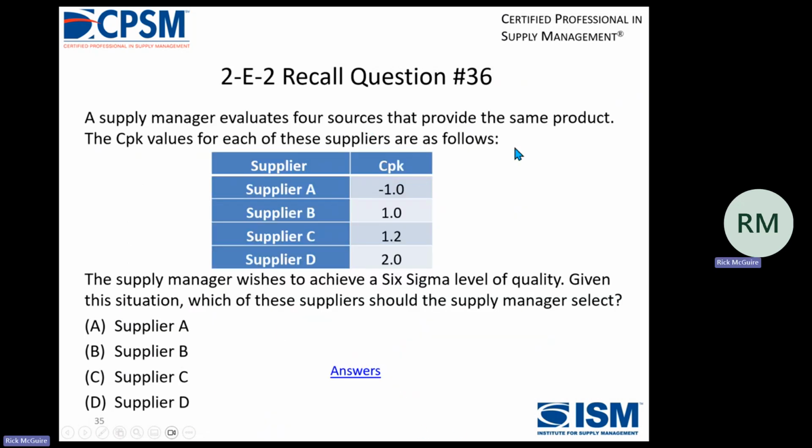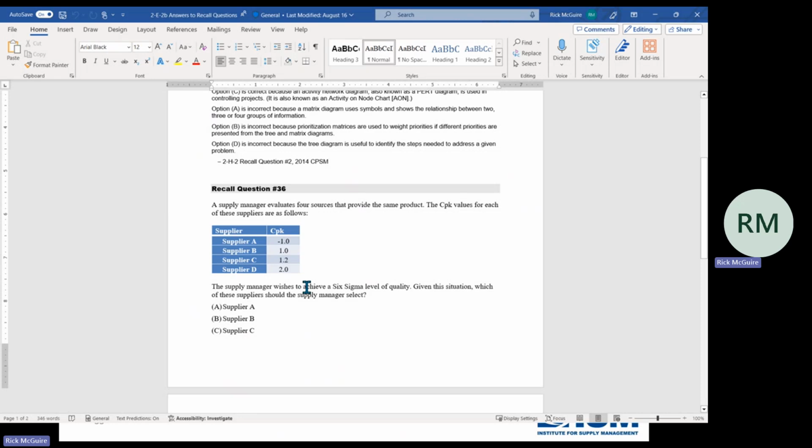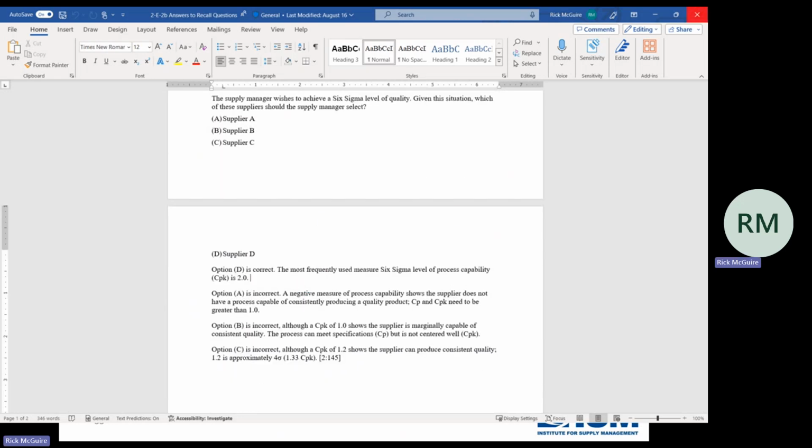All right, a supply manager evaluates 4 sources that provide the same product. The CPK values for each of these suppliers are as follows. The supply manager wishes to achieve a 6 sigma level of quality. Given the situation, which of these suppliers should the supply manager select? So what is a Six Sigma level of CPK? It should be supplier D, 2.0. It is supplier D.